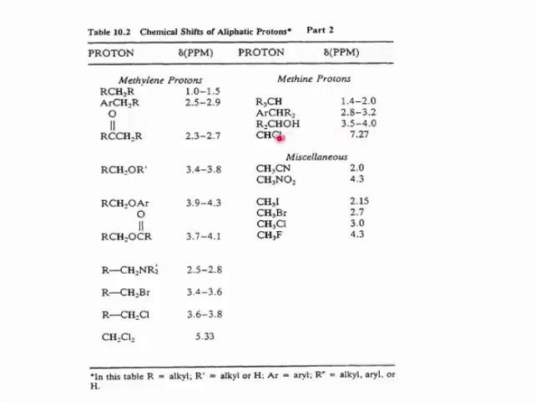And then here, the methine that's attached to 3 chlorines, this is the compound chloroform, with 3 electron withdrawing chlorines directly attached to the carbon bearing the methine hydrogen. 7.27, very high delta value, highly de-shielded.